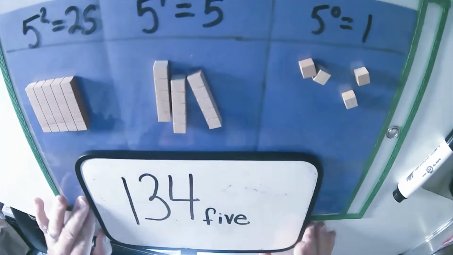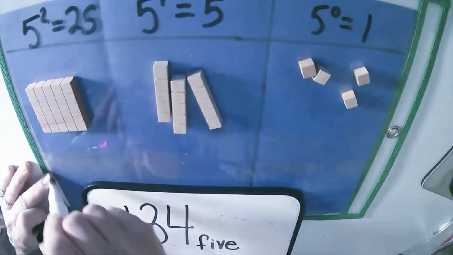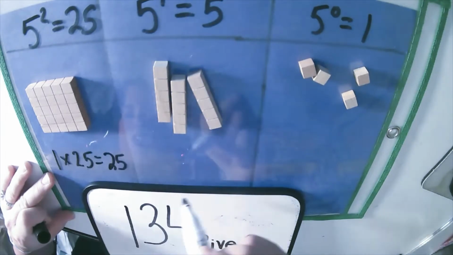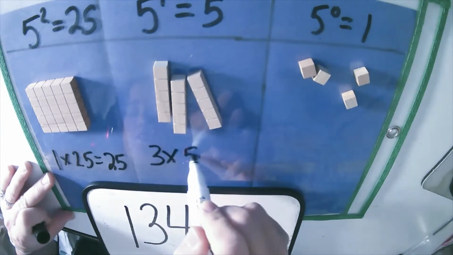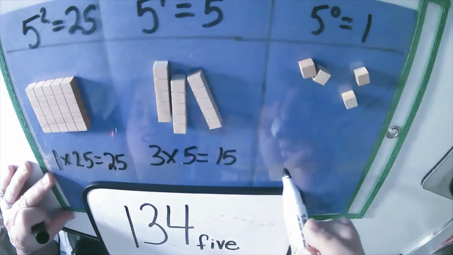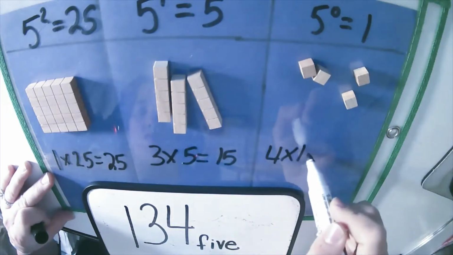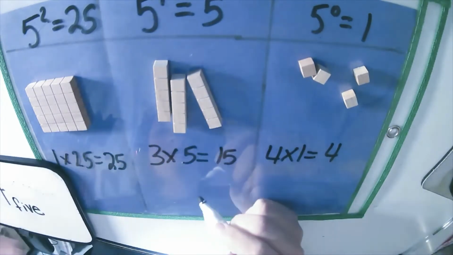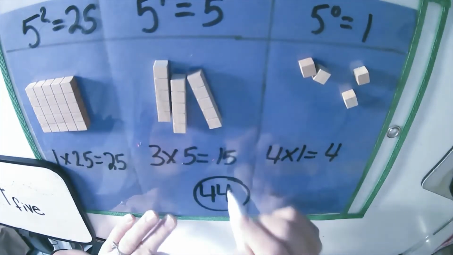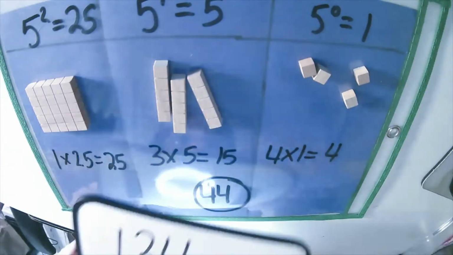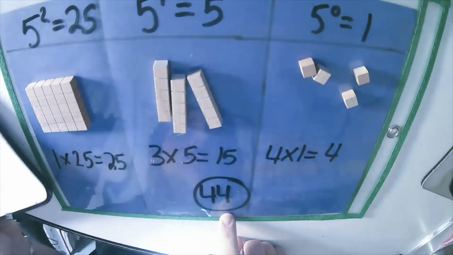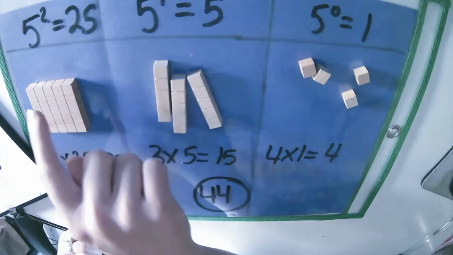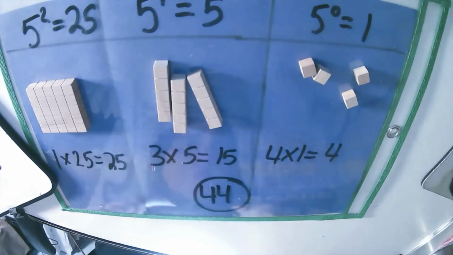And then if I add all of that up, I would say, okay, I have 1 times 25 here, which is 25. I have 3 times 5 here, which is 15. And then I have 4 times 1 here, which is 4. And if I add 25, 15, and 4, I get a value of 44. Okay, so 134 base 5 is equal to a value of 44 in base 10. And you could actually count all of these little squares, and you'd find that there were 44 of them.